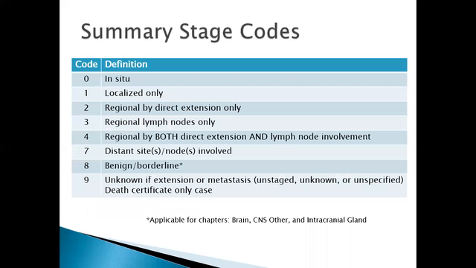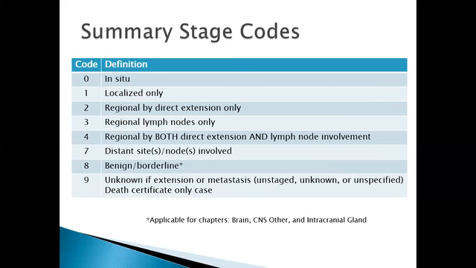The code structure for summary stage is: code 0 is in situ, 1 is localized only, 2 regional by direct extension only, 3 regional lymph nodes only, 4 regional by both direct extension and lymph node involvement, 7 distant sites or distant nodes are involved, 8 the benign or borderline tumors, which are applicable for the brain, the CNS other, and the intracranial gland chapters only.